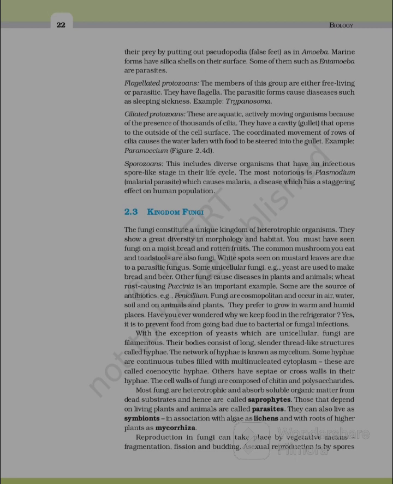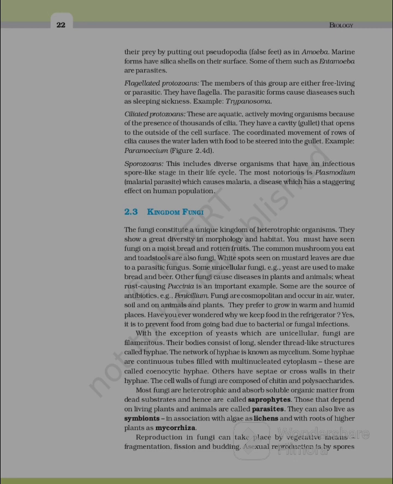Sporozoans. This includes diverse organisms that have an infectious spore-like stage in their life cycle. The most notorious is Plasmodium (malarial parasite), which causes malaria, a disease which has a staggering effect on human population.